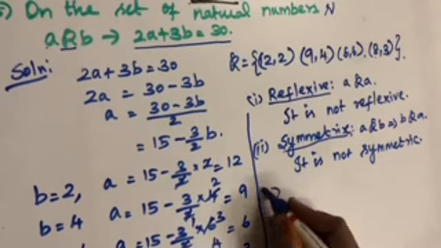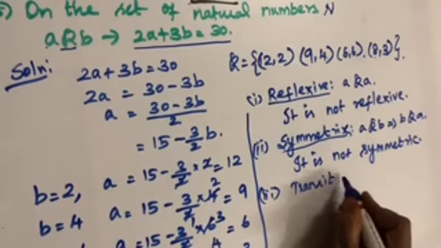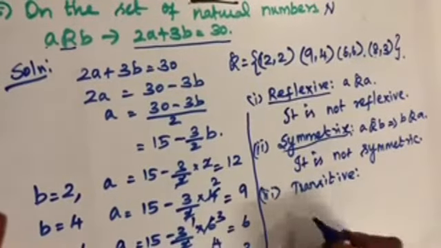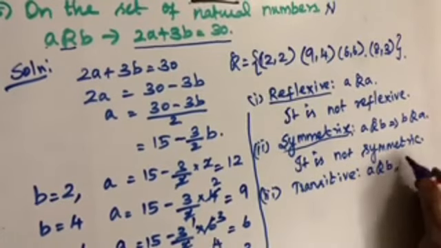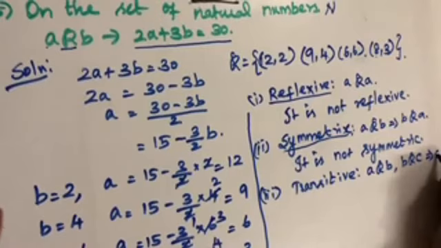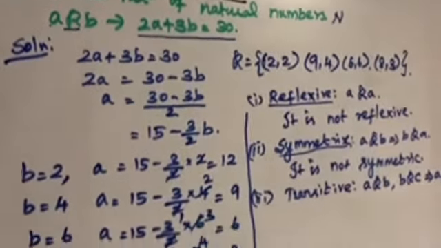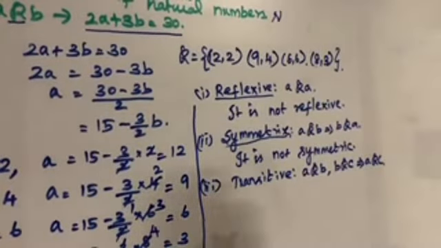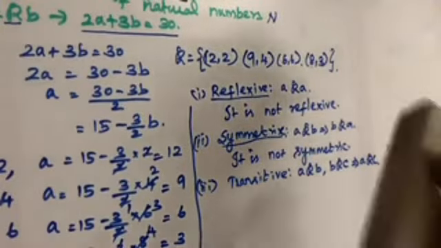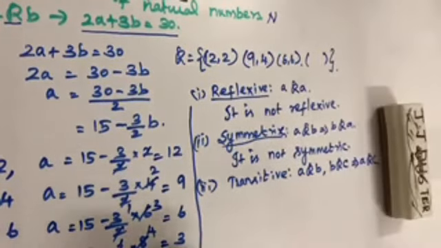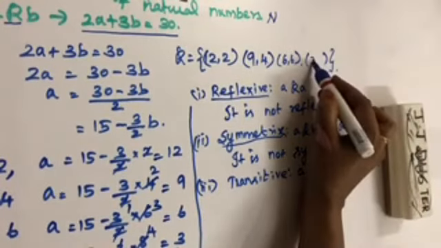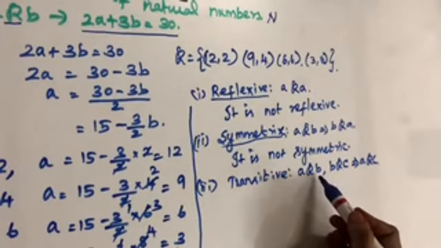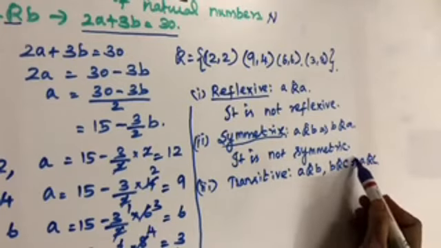Third one, transitive. Transitive means if A is related to B and B is related to C, that implies A is related to C. So transitive means A should be related to B and B should be related to C. That implies A is related to C.